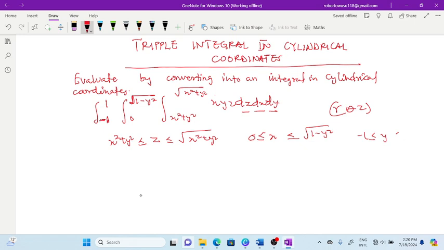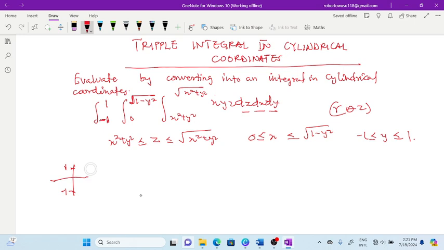The problem says you should evaluate by converting into an integral in cylindrical coordinates. So to convert this into cylindrical coordinates, all we need to do is get the cylindrical version of this Cartesian form. Remember that in cylindrical coordinates we need r and theta. The very last limit gives us the nature of theta. If y is from -1 to 1, that should tell you that this is going to give a complete circle.